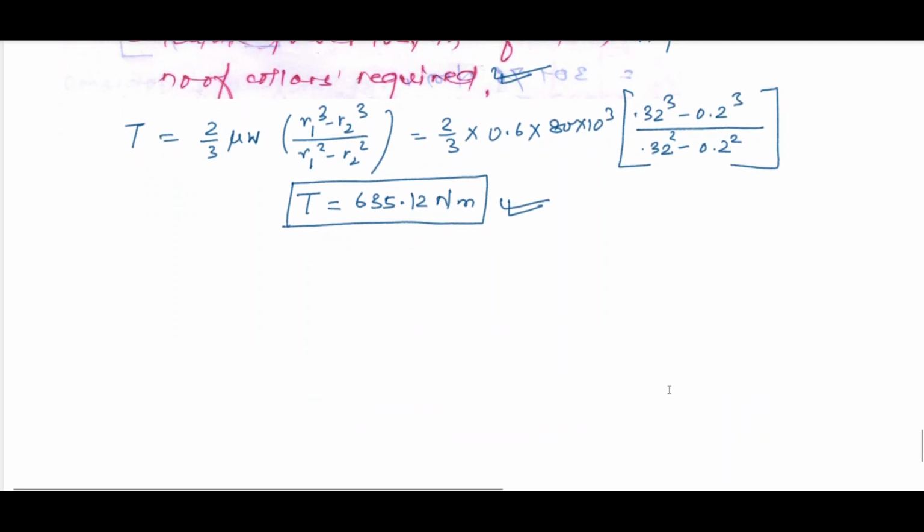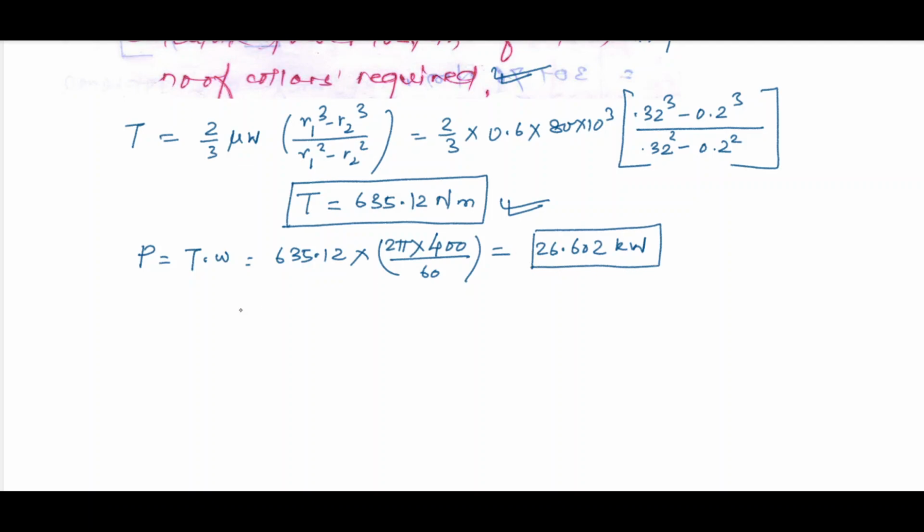And your power lost in friction P is T omega. So 635.12 into omega, 2 pi N, where N is given as 400 rpm divided by 60. So this is coming around 26.602 kilowatt.